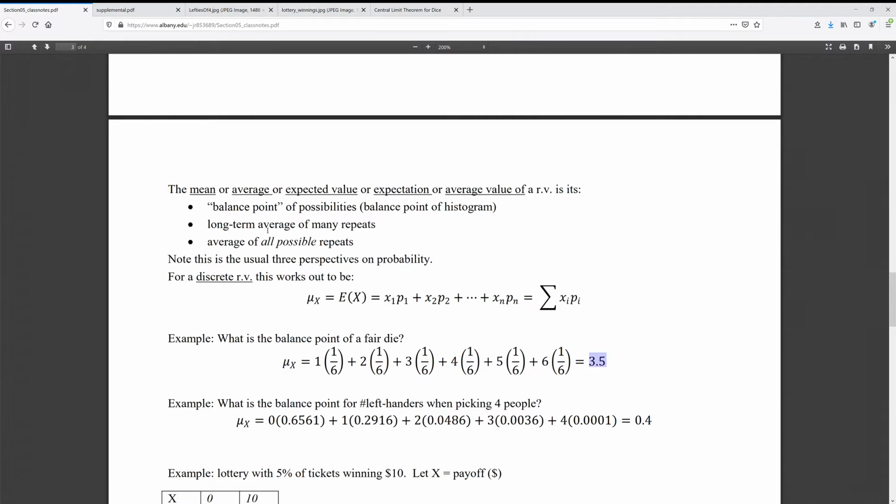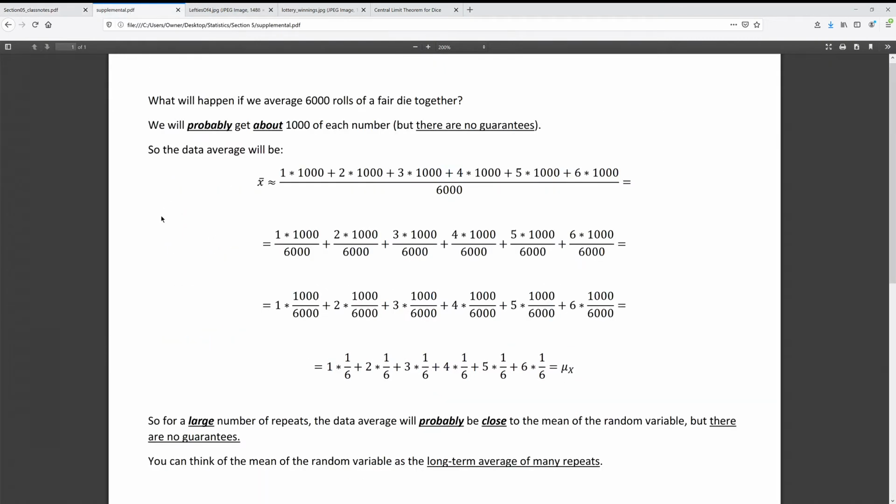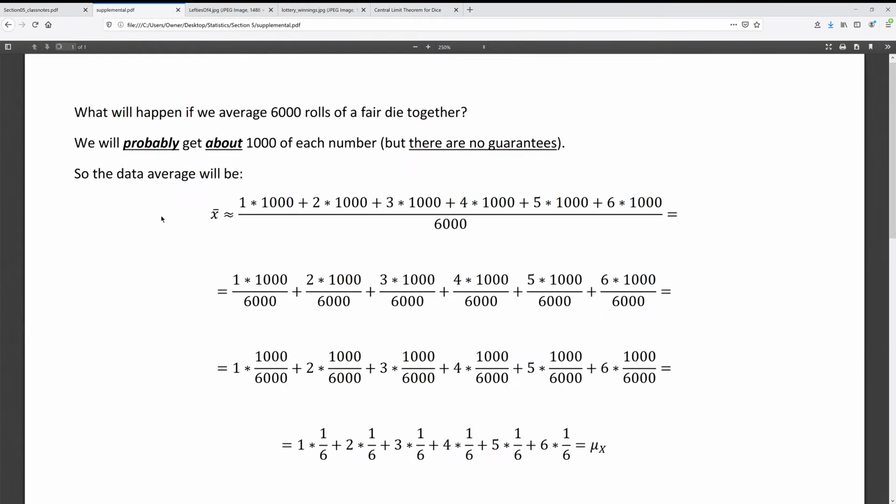It's also the long-term average of many repeats. More on that in a second. It is the average of all possible repeats. Now, what does it actually represent? Well, let's take a data example. What will actually happen if we roll a fair die 6,000 times and average the results together? The data average, X bar from section 2.